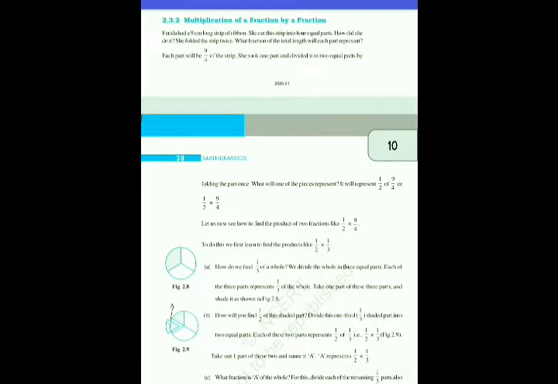Here we take another example, 1 by 2 and 1 by 3. In the numerator, 1 times 1 is 1, and in the denominator we multiply 2 with 3, so 3 twos are 6. So 1 by 6 is the answer of a multiplication of a fraction by a fraction.